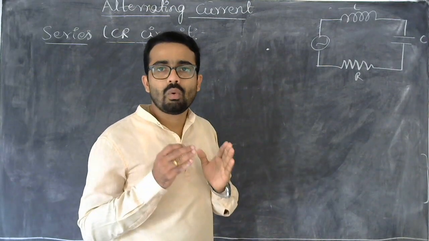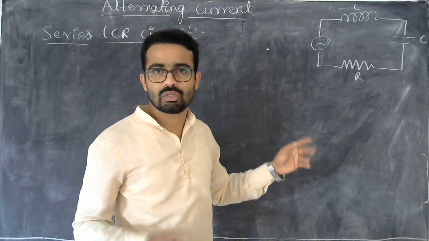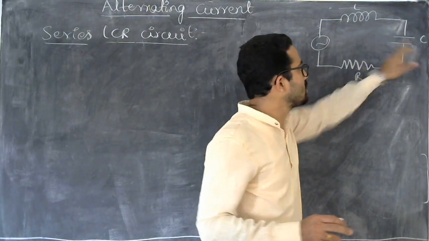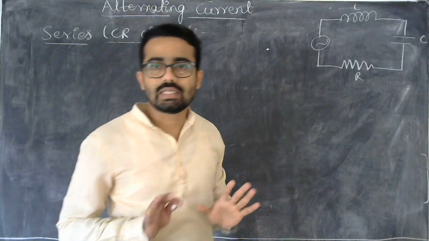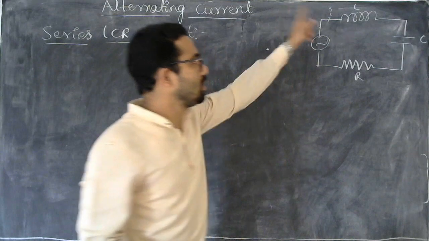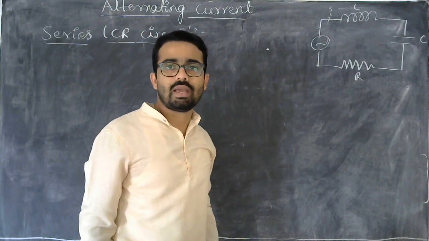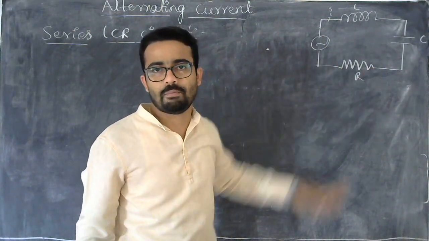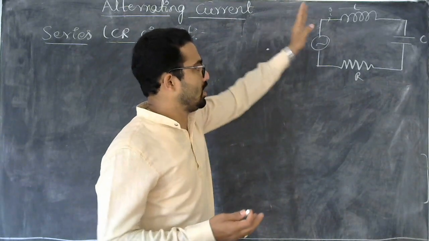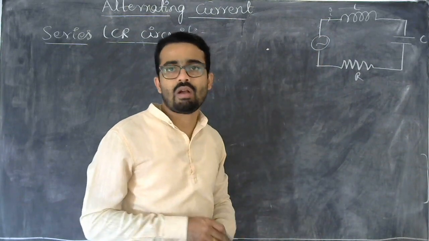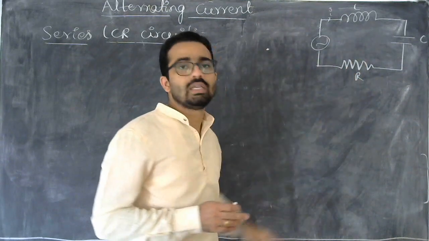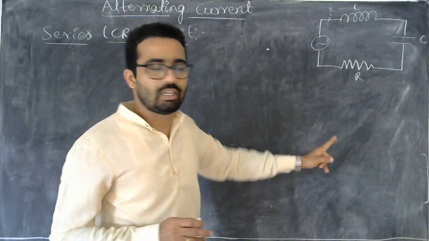The current gets only one path to flow. That is why whatever current flows through the inductor, capacitor and resistor will be the same. Let's say I is the current flowing through the three components. We cannot say that the current through the inductor, capacitor and resistor are different, because I through each component is the same since they are connected in series.